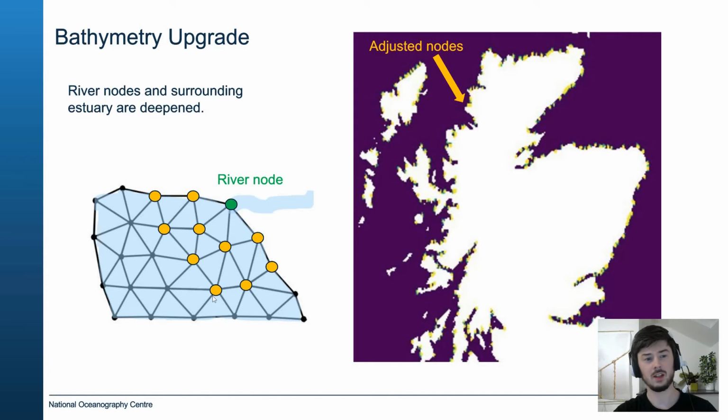Another change to bathymetry is that we want to adapt the bathymetry for the river nodes. So we've defined a region around each river node of the two additional connected river nodes. This defines the estuarine area, and all these nodes are then deepened by 5 meters or more, depending on the river flux into that node. And this on the right just shows a map of where we've got deepened river nodes around Scotland. The yellow node points here are the adjusted nodes.